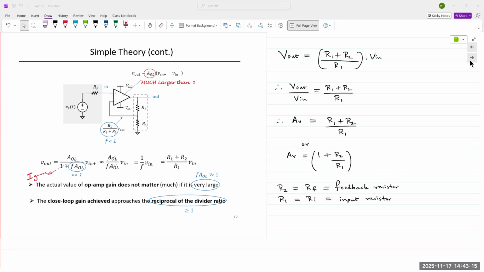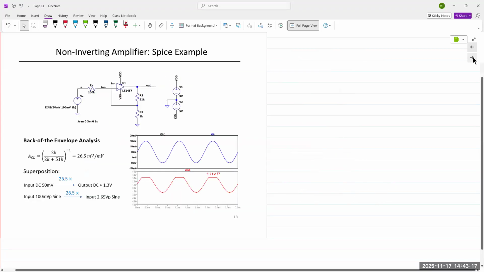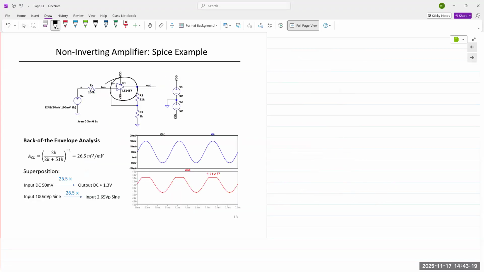All right, let's look at the LTspice simulation of this circuit. Standard op amp from the LTspice catalog, LT1457. Feedback resistance of 51K and 2K. So a small portion of the output is being fed back into the input.